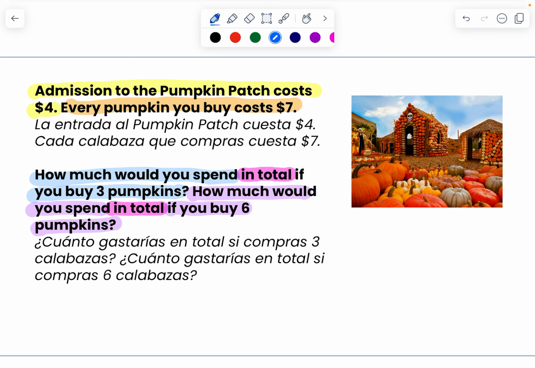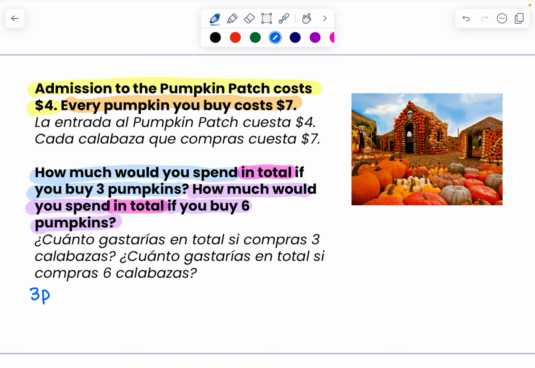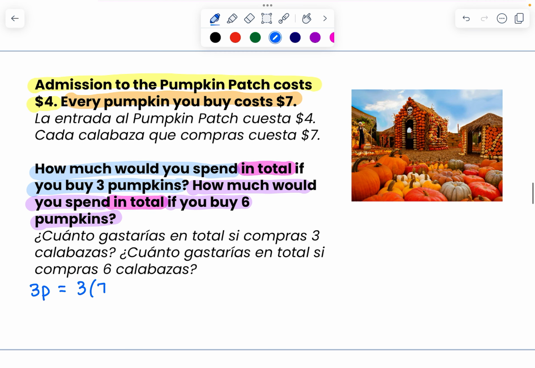So if I'm going to buy 3 pumpkins, right? I'm buying 3 of them at the price per pumpkin, which we said was $7. So that's going to give us $21 for 3 pumpkins. If I would like to buy 6 pumpkins, that's going to be 6 times the price per pumpkin, which is $7. 6 times 7 is going to give me 42. But that is not asking for in total. That's just straight up how much 3 pumpkins cost and how much 6 pumpkins cost.